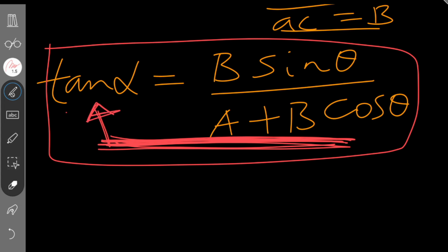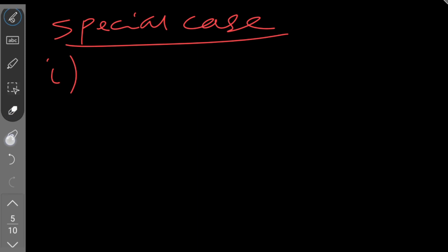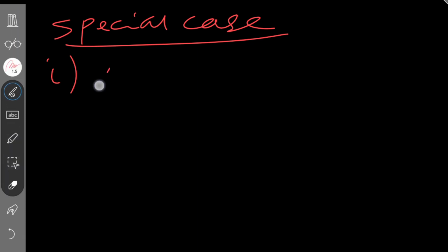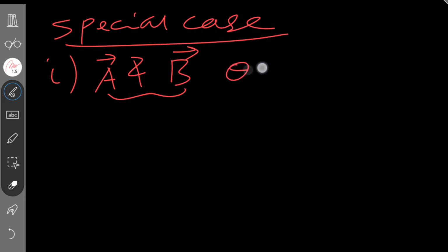Then special caseዎችን እያየን እንሂድ. Special case: when the two vectors are in the same direction. A እና B የሚባሉ ቬክተሮች አንድ አይነት ዳይሬክሽን ካሉ, okay, assume vector A and vector B have the same direction, then theta is equal to ምን ይሆናል?